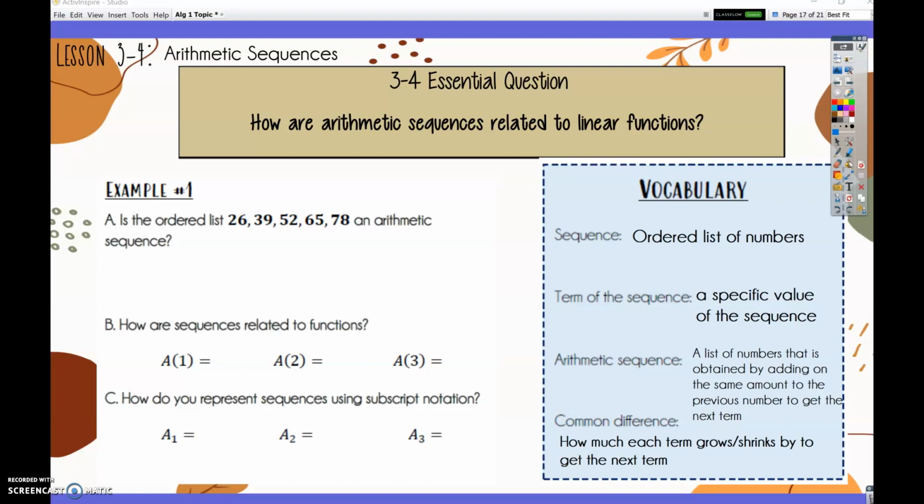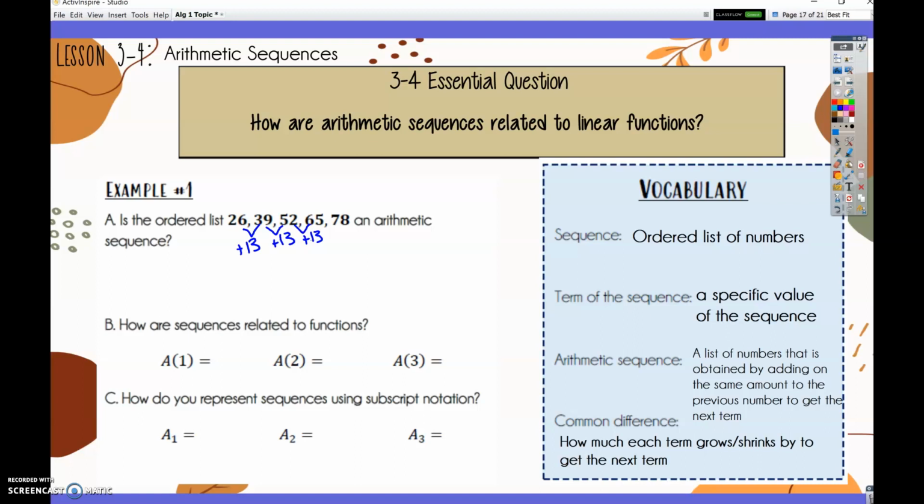In Lesson 3.4, we're going to be looking at arithmetic sequences and how they relate to a linear function. So you'll see a list of numbers here in example 1, and we can notice what's happening between each of them. If you look carefully, every time we're adding 13 to the next number in the sequence.